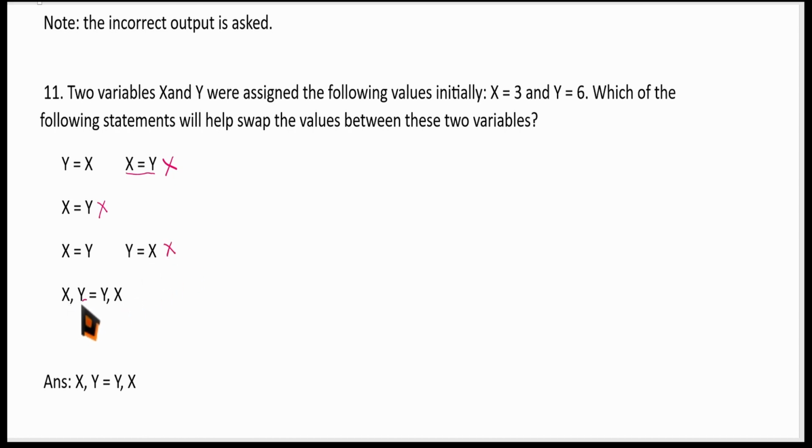Now you see, this is the special assignment given in Python. Here x comma y is equal to y comma x. This will work. Actually, this first variable value will go to the first value. Similarly, the second one will go to the second one. Now, y value, that is 6, will go to x, and x value 3 will go to y. So the values are swapped. So this is the correct answer. X comma y is equal to y comma x.